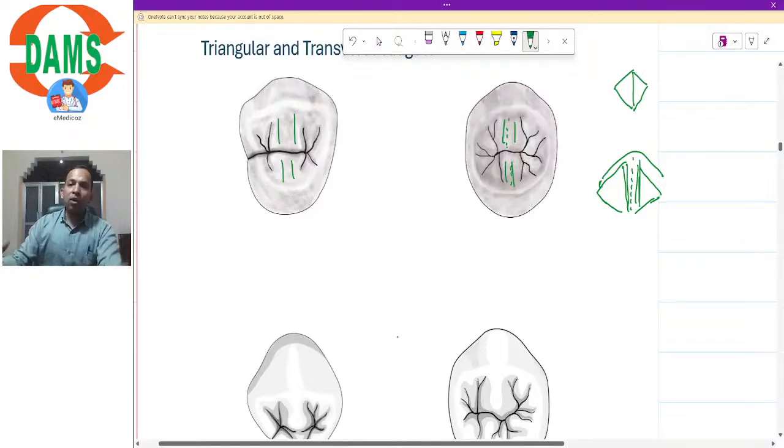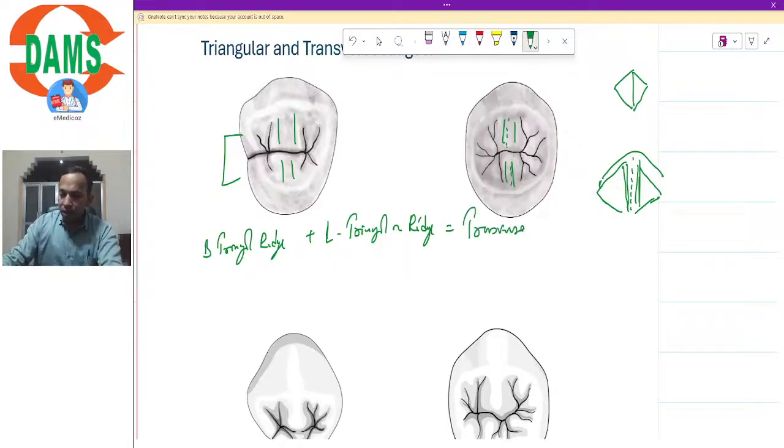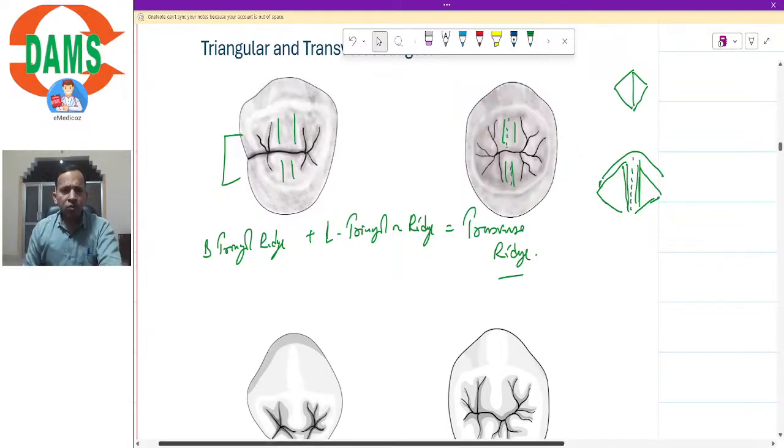When the triangular ridges of the opposing cusps meet, they form a single transverse ridge. So buccal triangular ridge plus lingual triangular ridge equals transverse ridge, right? A transverse ridge is made up of two triangular ridges, one buccal and one lingual. So when the triangular ridges meet in the center, they form a transverse ridge.